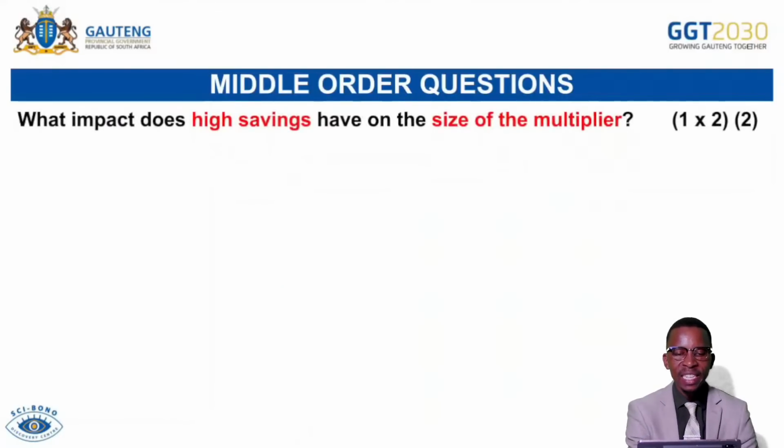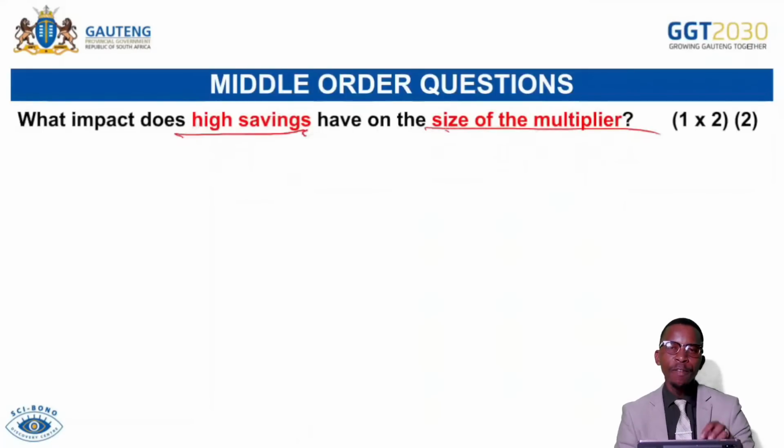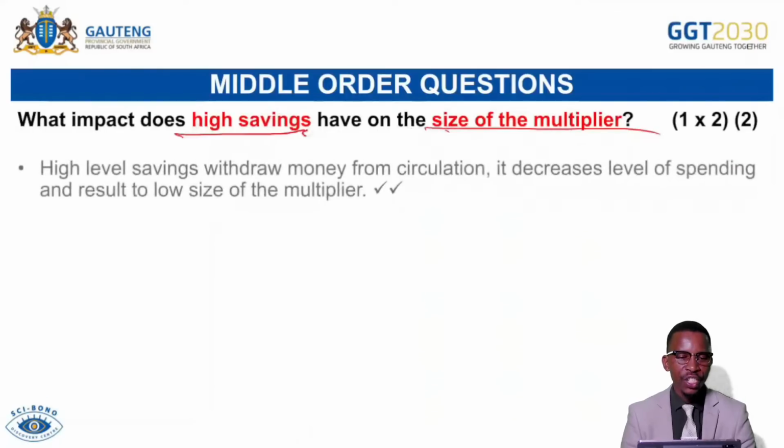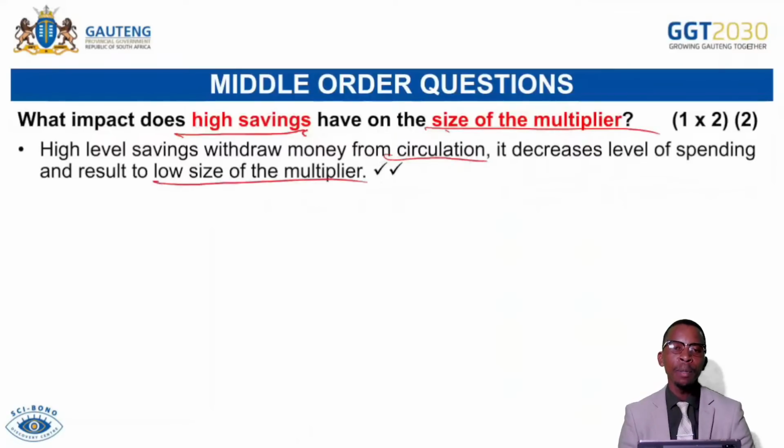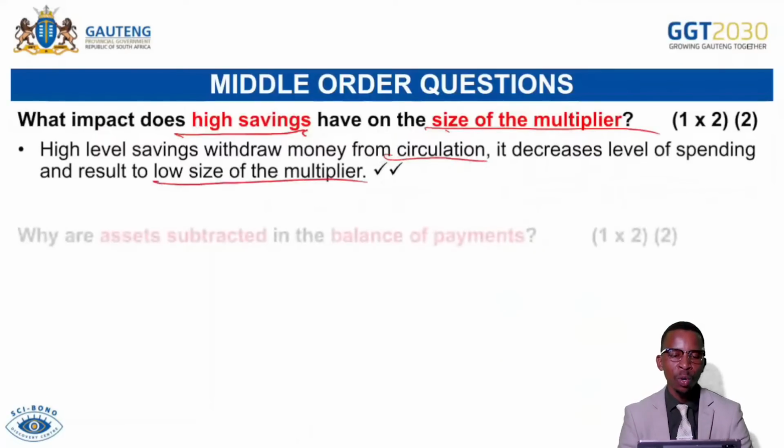What impact does high savings have on the size of the multiplier? It is very important for you also to know this. We know that savings are leakages. So as savings increase faster, that can lead to the multiplier decreasing, by the way. Let's check. A high level of savings withdraws money from circulation. It decreases the level of spending and results in a low size of the multiplier. Yes, there will be a lower multiplier because savings are increasing faster than consumption.